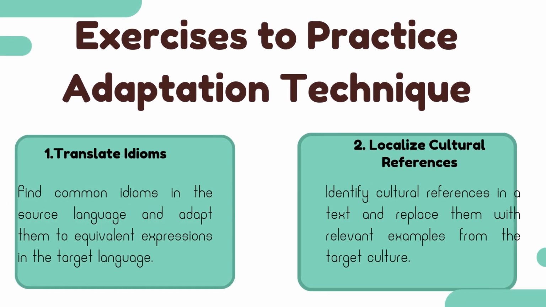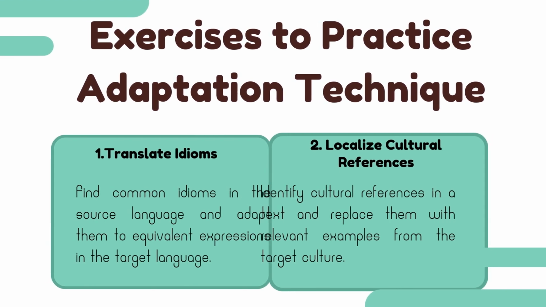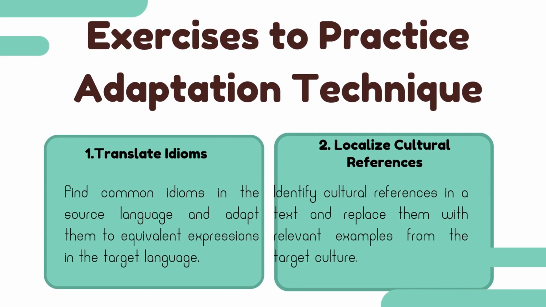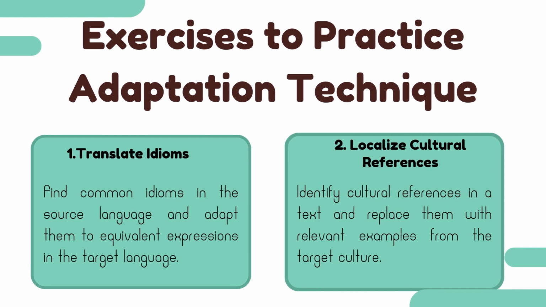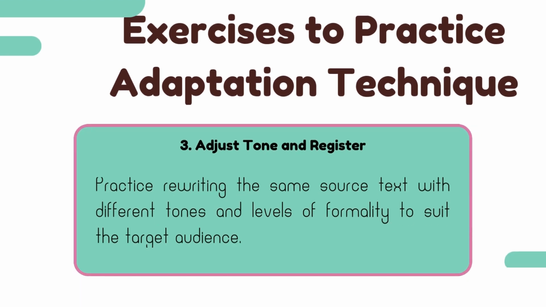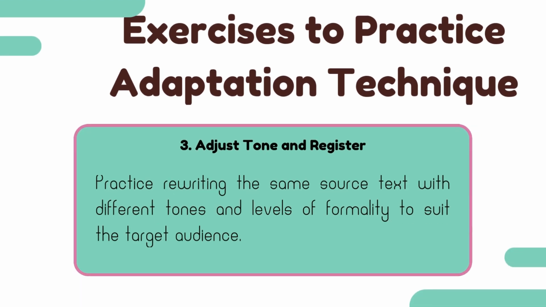Exercises to practice adaptation technique. 1. Translate idioms. Find common idioms in the source language and adapt them to equivalent expressions in the target language. 2. Localize cultural references. Identify cultural references in a text and replace them with relevant examples from the target culture. 3. Adjust tone and register. Practice rewriting the same source text with different tones and levels of formality to suit the target audience.